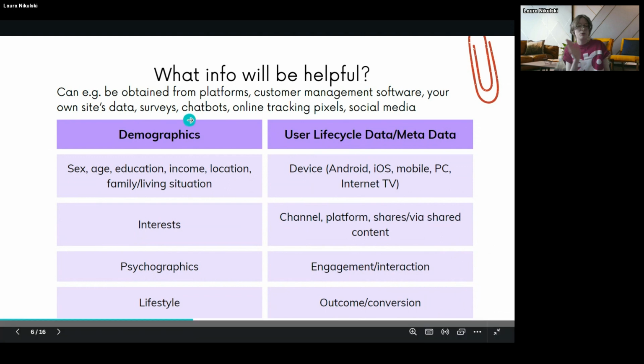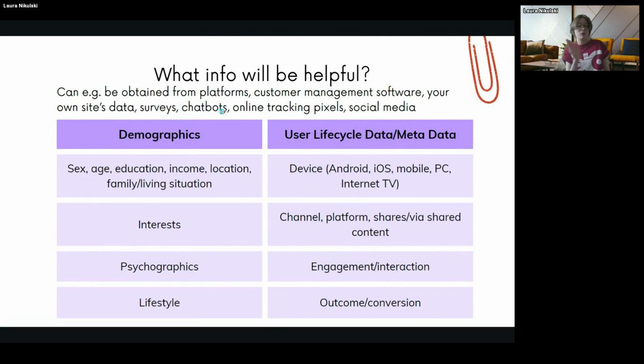And in online marketing, you can get this from the platform itself. I'll share in a moment what some of these platforms might be. Sometimes there is something called customer management software. You can look at your own data if you have a website. Maybe you have surveys. Sometimes there are chatbots, right? So these days, when you go online, there are a lot of chatbots, and you can just look at what people actually ask, what they look for, what they want. Then there are online tracking pixels. There are also cookies. I'm sure you've heard of them. And social media in general, you can look at what people are talking about.